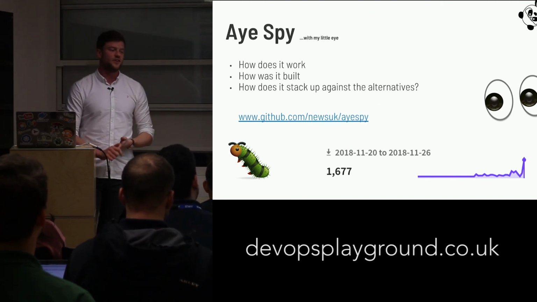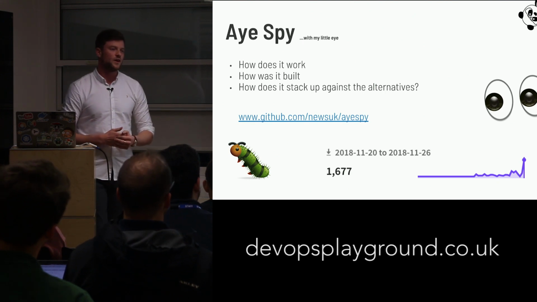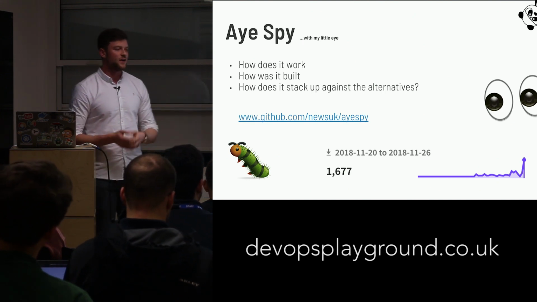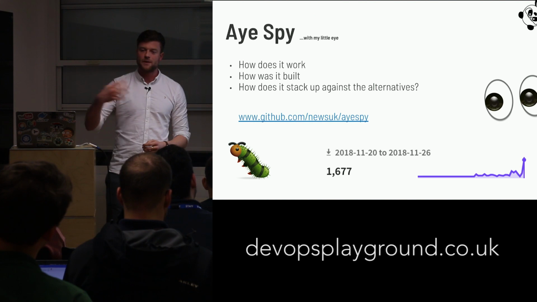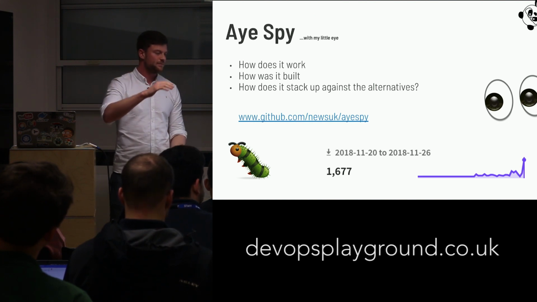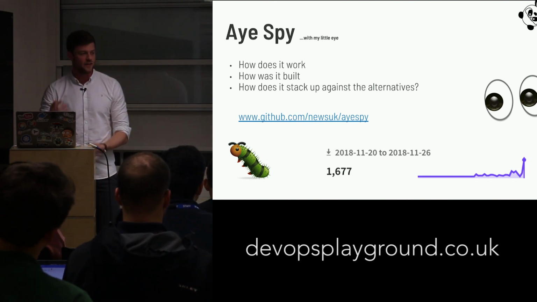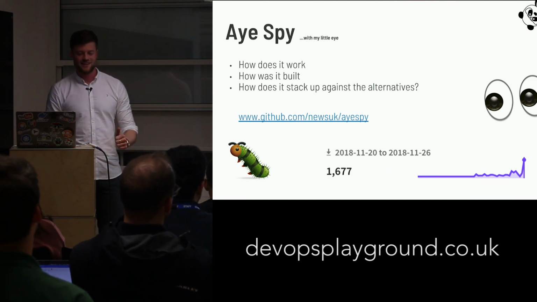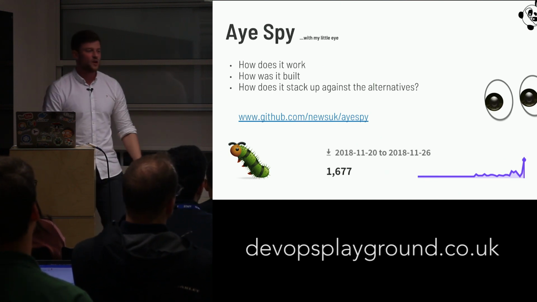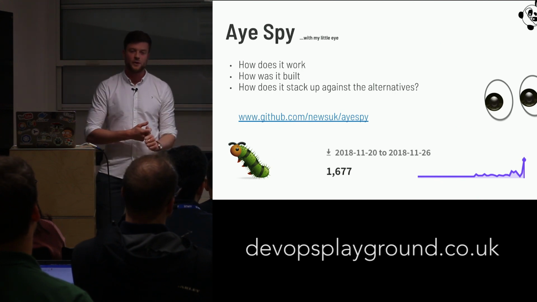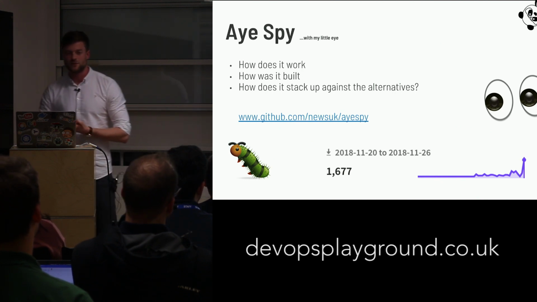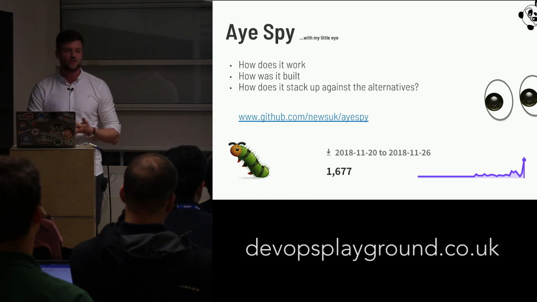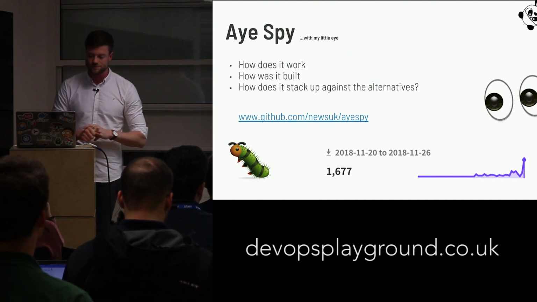How does it work? So as I mentioned earlier, it's a CLI tool, it uses Selenium behind the scenes, and it will just load up a page, take an image of that page, and we'll use that image for that comparison. Does that all make sense? Excellent. Okay. So our main objectives for AyeSpy was to be super quick, be very easy to interpret the results, and have a really short feedback loop for developers using the tool.